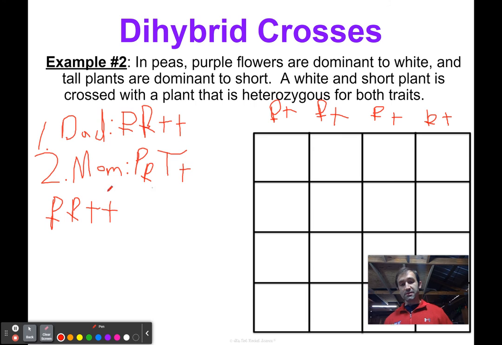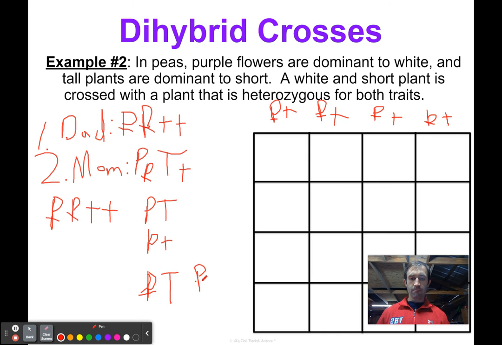And now mom is not all the same, right? So first would be big P, big T. Outside, big P, little t. Inside, little p, big T. And last, little p, little t. Okay? Then you'd put those. All right, we're getting this, guys.